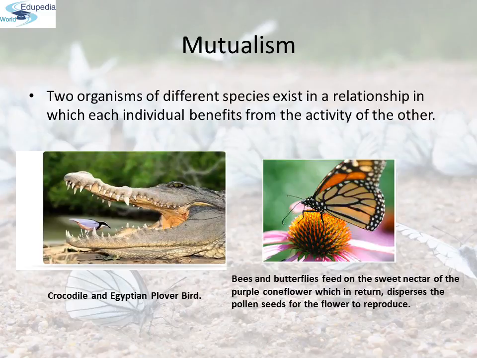Mutualism. Two organisms of different species exist in a relationship in which each individual benefits from the activity of the other. For example, crocodiles and the Egyptian plover bird. The tiny Egyptian plover bird picks the leftover food from the crocodile's mouth and eats it. The crocodile opens its mouth and lets the plover bird go in, and the plover bird does so. So they both get something good out of this. Another example is bees and butterflies, which feed on the sweet nectar of the purple cornflower, which in turn disperses the pollen for the flower to reproduce.